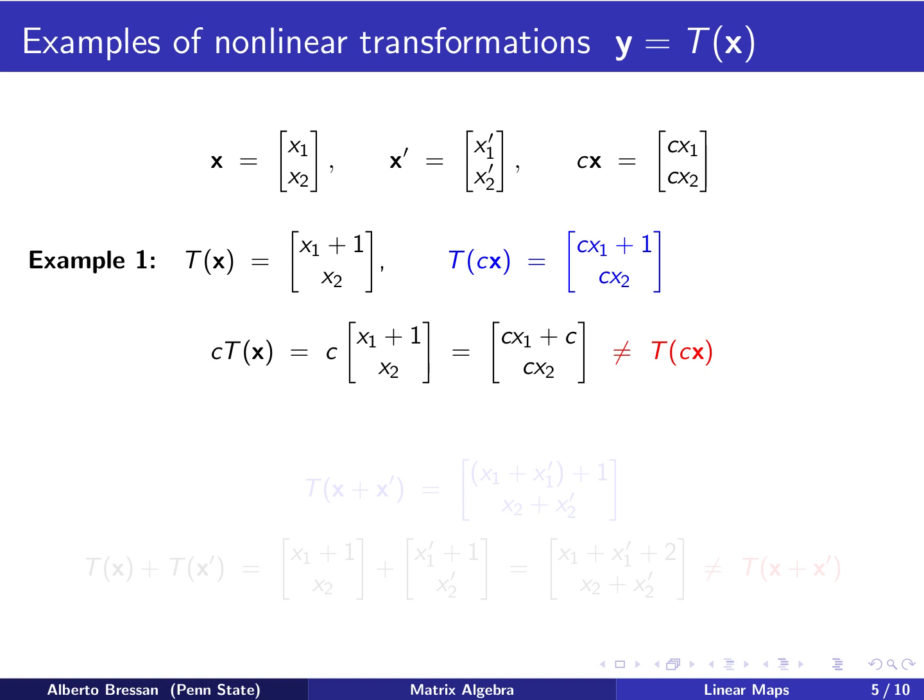So c times T of x, what is that? Let's keep the c outside and write out T of x, which is this vector here. And that's a vector, and multiplying by the scalar number, we can multiply c on each element. So I'll have cx1 plus c here, and here is cx2. So comparing this to that, are they the same?